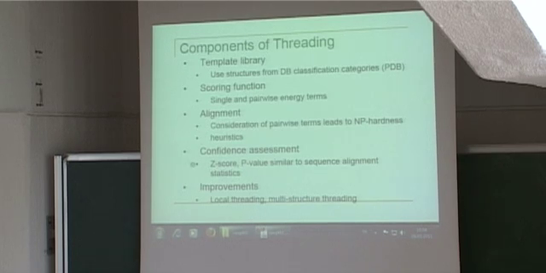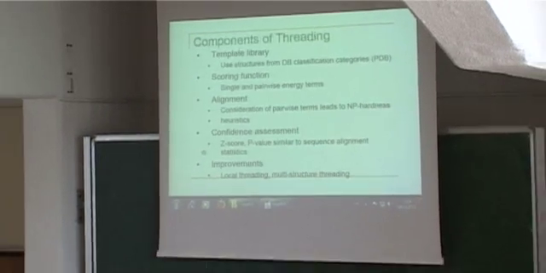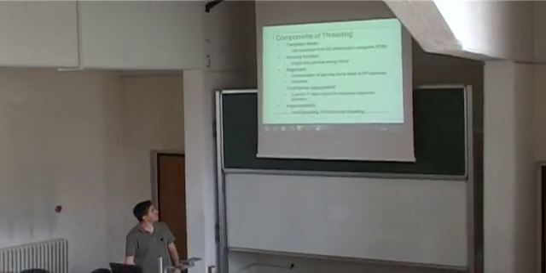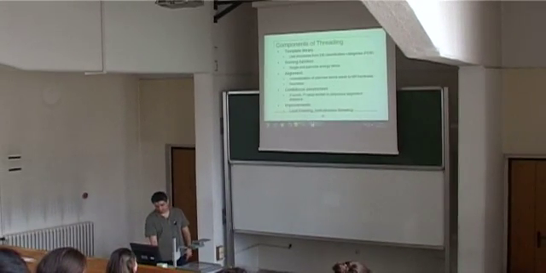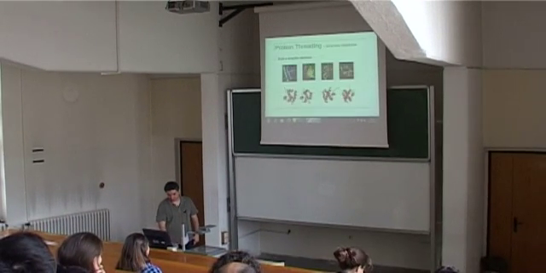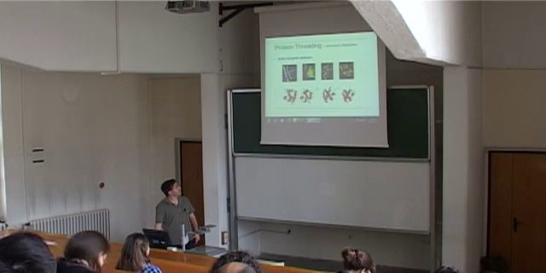And we may also need our final score. Instead of a raw score, we may need a statistical significance score, which is a confidence assessment similar to the E-value or P-value in sequence alignment. There are different techniques to improve this: local threading, multi-structure threading. I'm not going to talk about those. Okay. So the first step is building a template database.